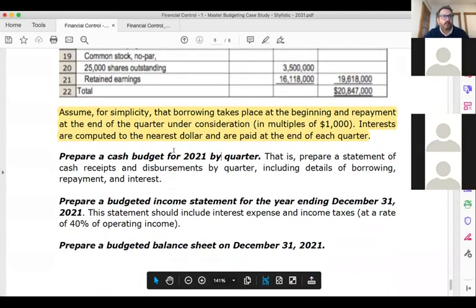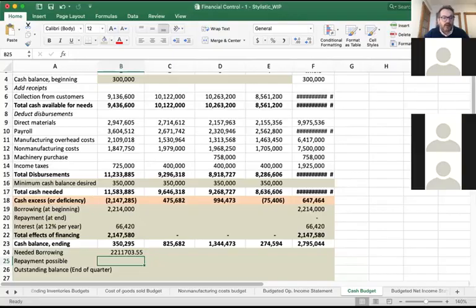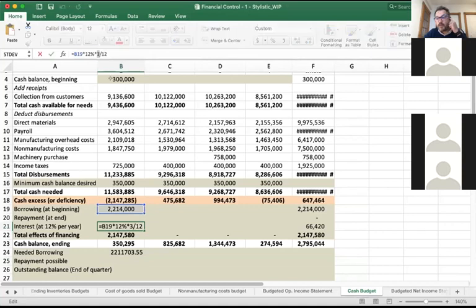So interests are paid at the end of each quarter. We have it here. So we have to consider each quarter. We have some interest to pay. And so we pay interest at the end of the quarter. So that is why I consider 3 months in the calculation, right? Here, this is 3 months. So this is January, February, and March.